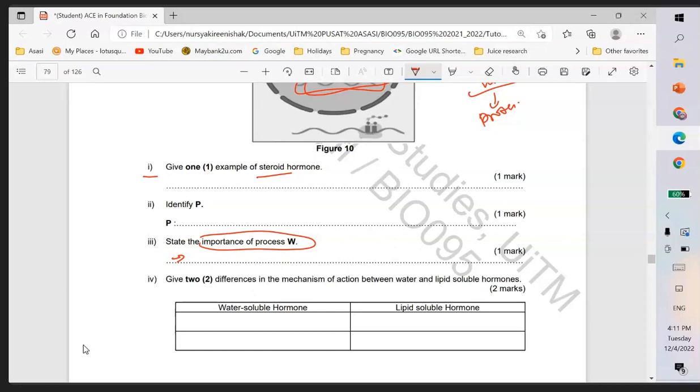Pause kejap. First difference tu kan antara water soluble hormone dengan lipid soluble hormone, facts dia dah betul. Kan awak cakap water soluble hormone receptor dia terletak pada cell surface. Okey, dah betul. Lipid soluble hormone dia dibawa oleh protein carrier. Betul fact tu, tapi awak dapat kosong markah. Kenapa? Sebab apa?